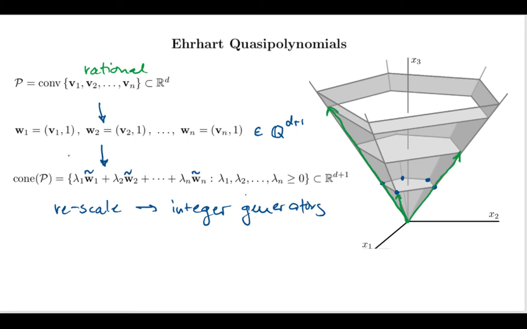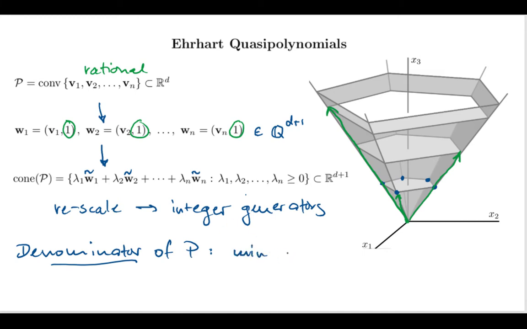What I want to point out at this point is that the scaling will change the last coordinate. And in fact, there's a quantity that's going to come into play. This is called the denominator of P. This is the least integer amount that I have to scale P such that all of my new vertices, or in the cone, the new generators, will become integer vectors. So it's the minimal positive integer k such that kP is a lattice polytope.